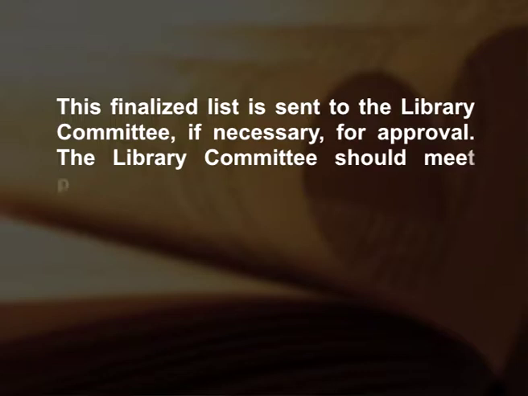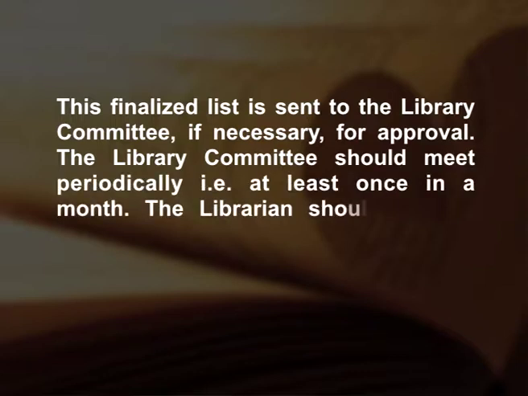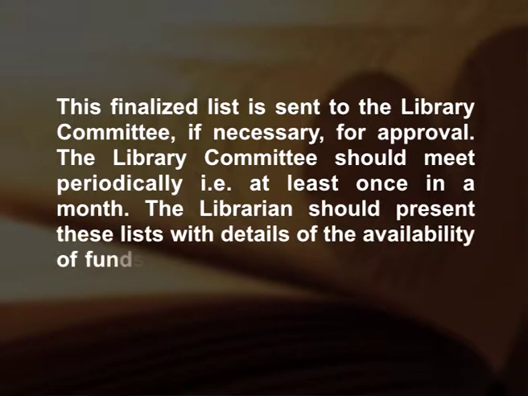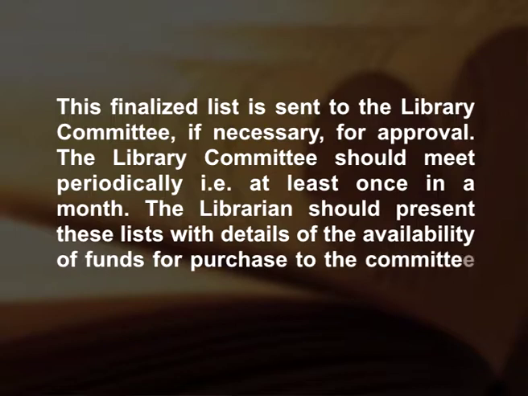The library committee should meet periodically, that is at least once in a month. The librarian should present this list with the details of availability of funds for the purchase to the committee for their approval. In the case of academic libraries and special libraries, recommendations by competent authority can be processed by checking for duplication and straightaway orders can be made.